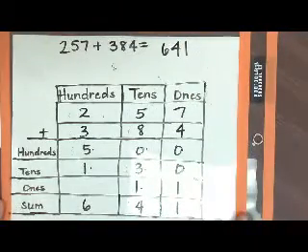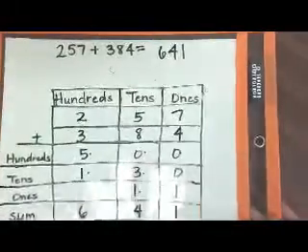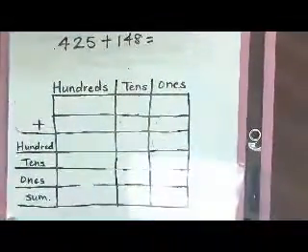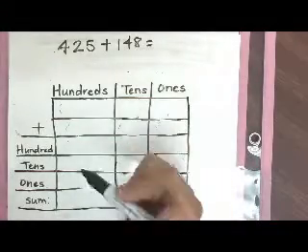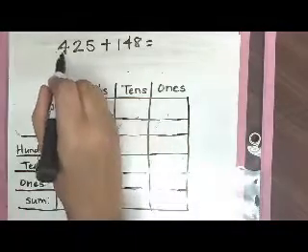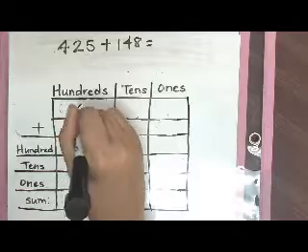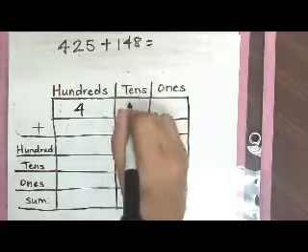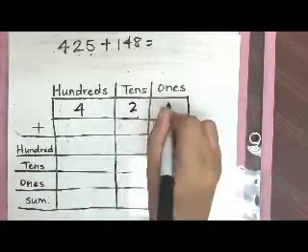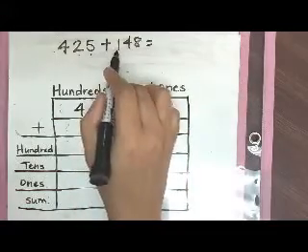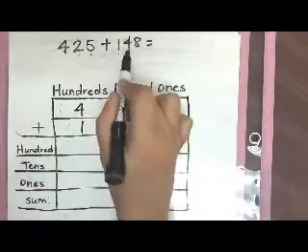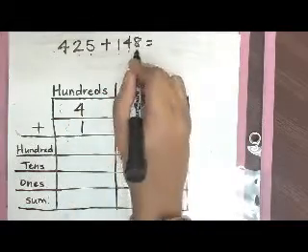Okay. All right, let's go ahead and look at our next one. Our next equation is 425 plus 148. We're going to do the same thing here. In the number 425, there are 4 hundreds, 2 tens, and 5 ones. We're adding to that 148, in which there is 1 hundred, 4 tens, and 8 ones.